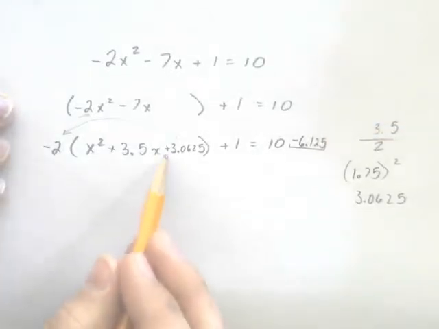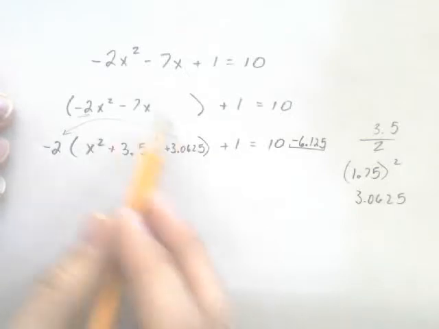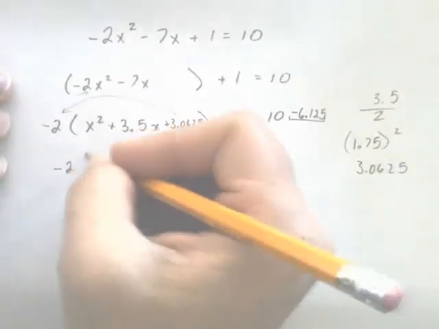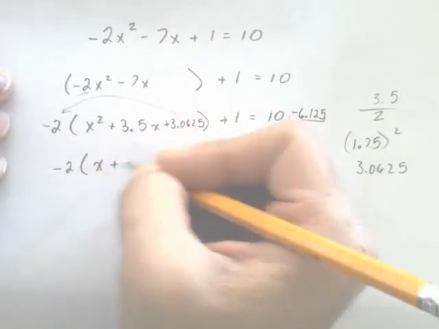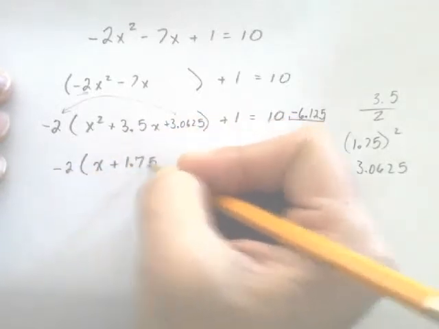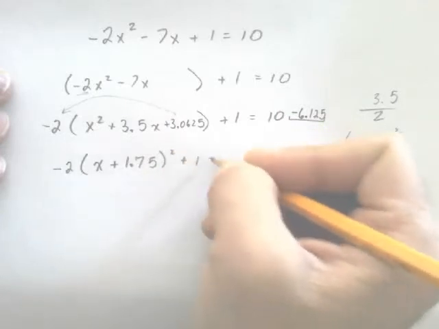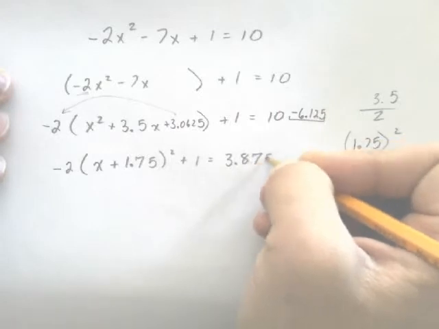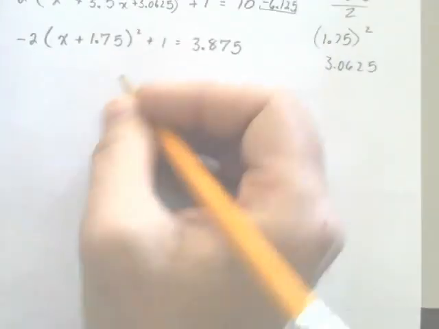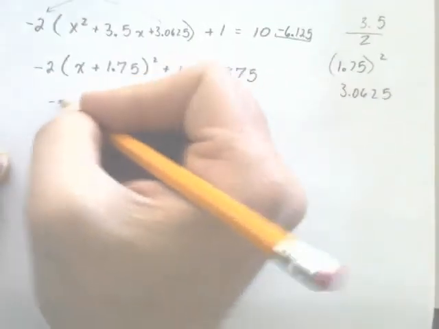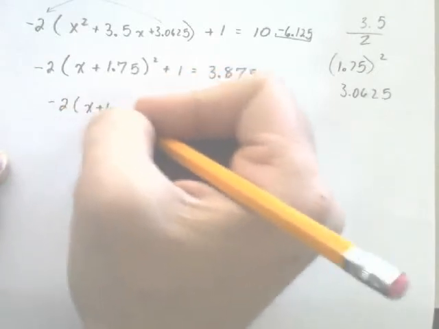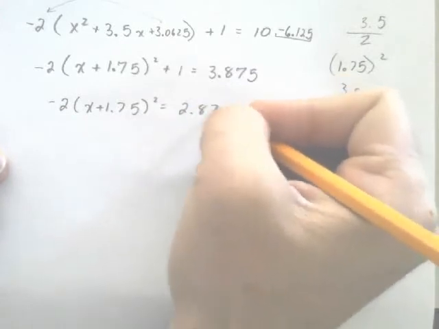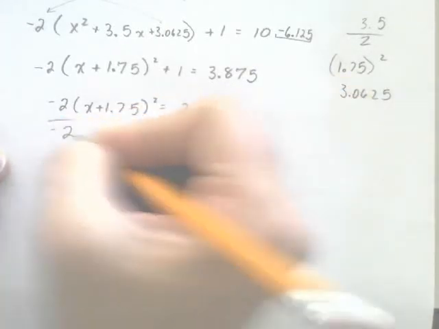And how did I get that? By taking this 3.0625, multiplying it by negative 2. So now I have negative 2 times x plus 1.75 squared plus 1 equals 3.875. I'm going to subtract the 1. So negative 2 times x plus 1.75 squared equals 2.875. Divide by negative 2.